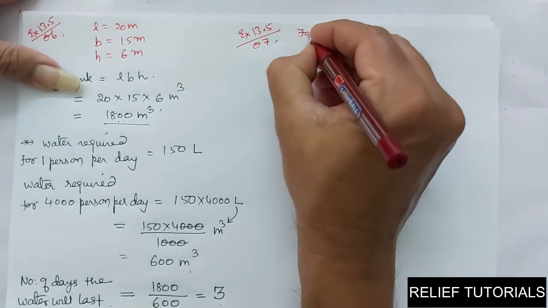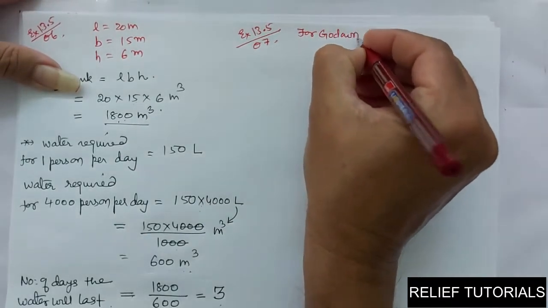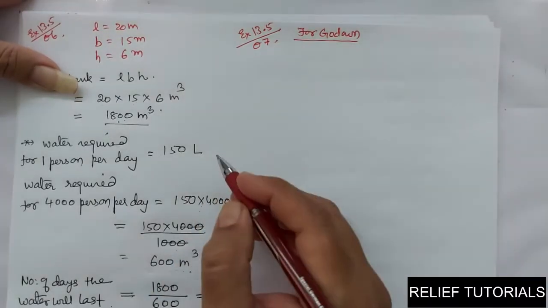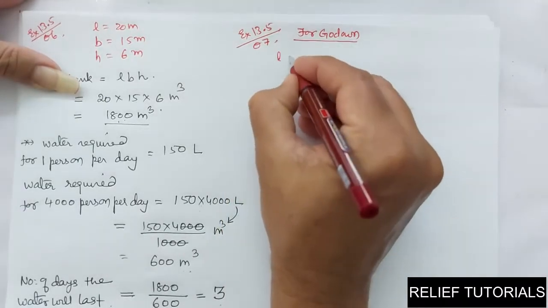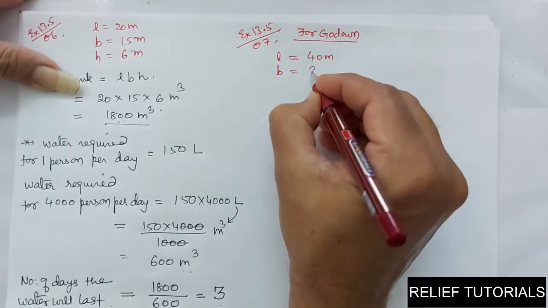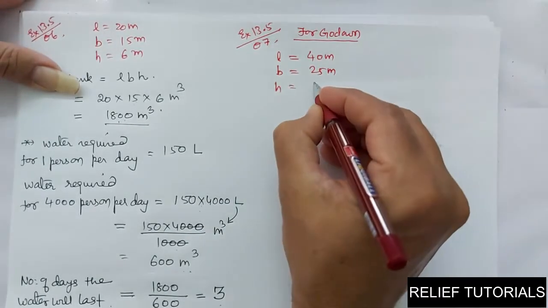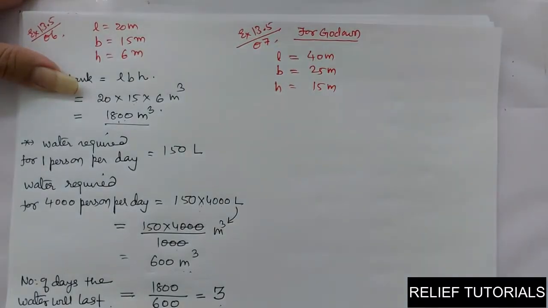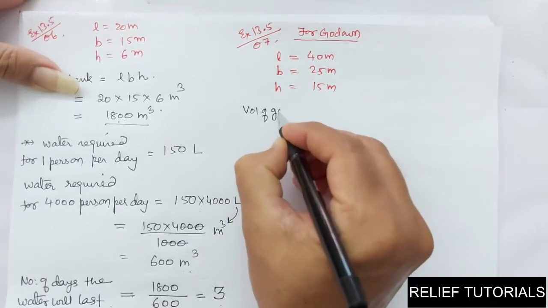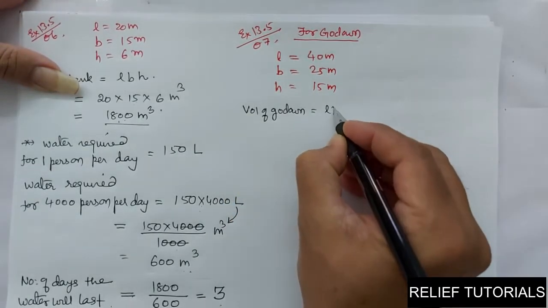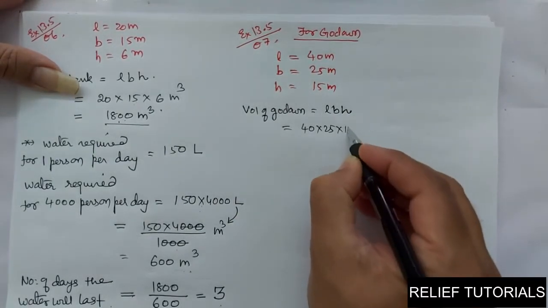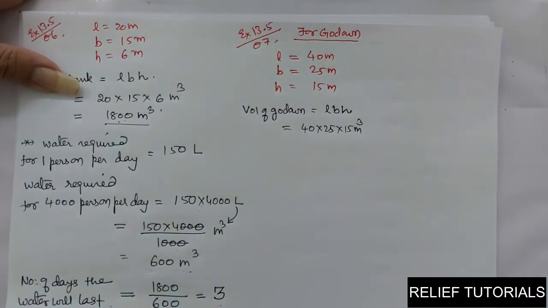Okay. So for godown, length is given, breadth is given, height is given. So length is equals to 40 meter, breadth is equals to 25 meter, height is equals to 15 meter. So this is for godown. So we will find volume of godown. Volume of godown is equals to LBH. So that is equals to 40 into 25 into 15 meter cube. This is volume of godown.